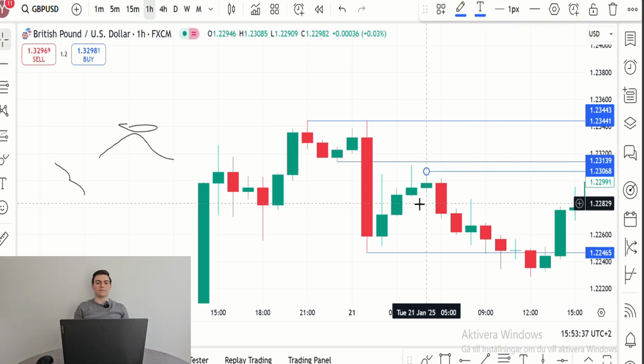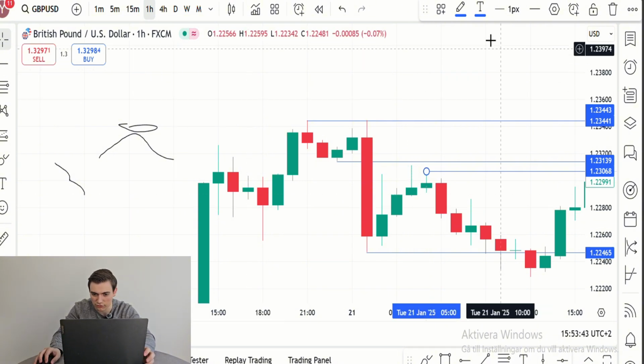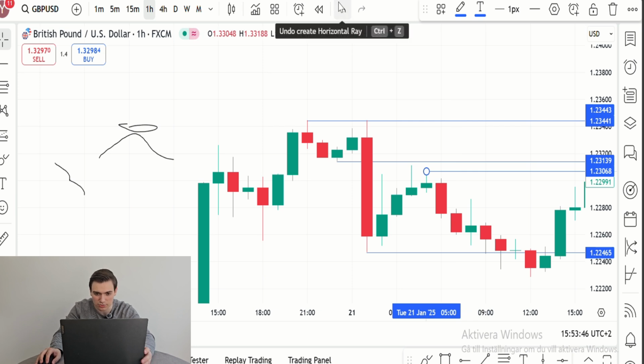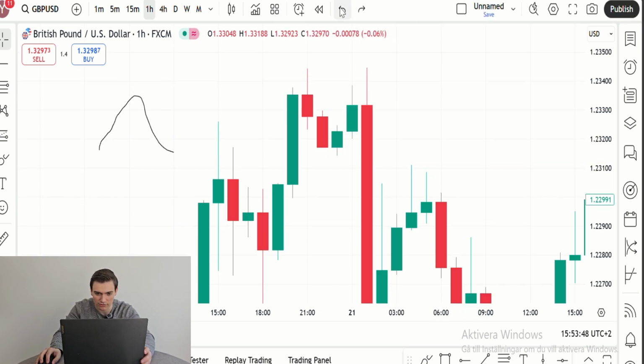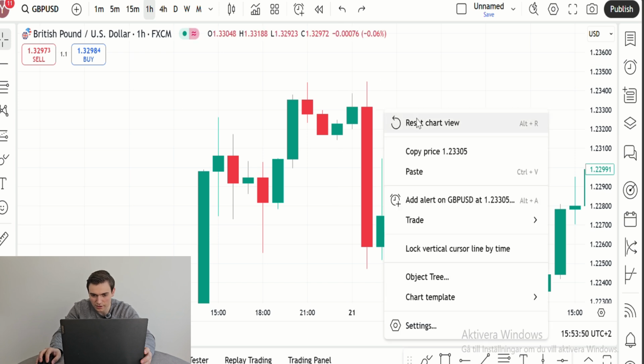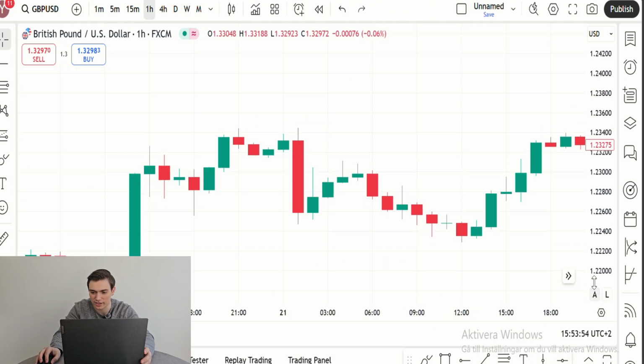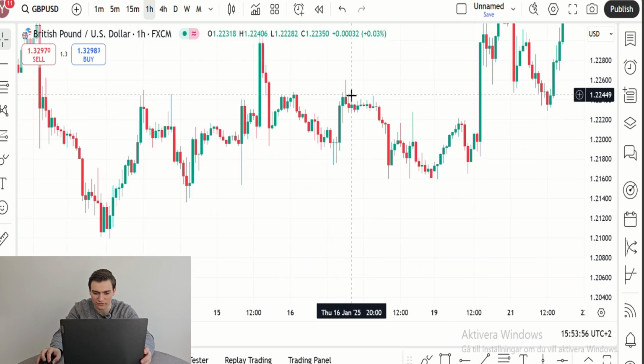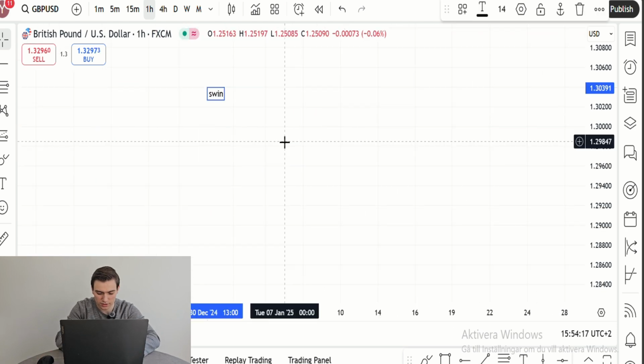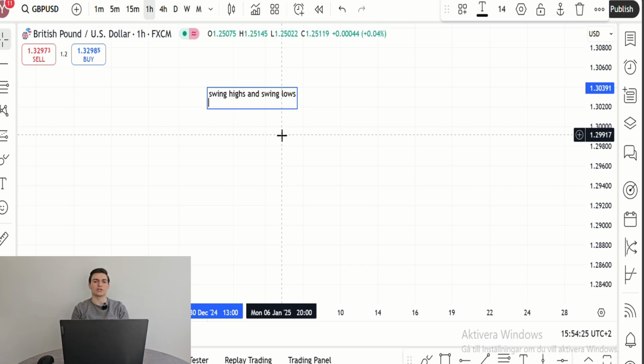Is that clear? Do you guys understand it? If you don't understand it, let me know in the comments. I'm not gonna go through it again because this is pretty basic stuff. However, when it comes to swing highs and swing lows, things get a little different. Swing highs and swing lows is a whole different thing.